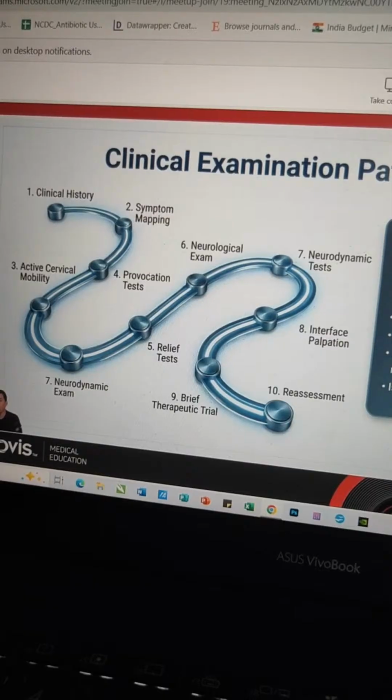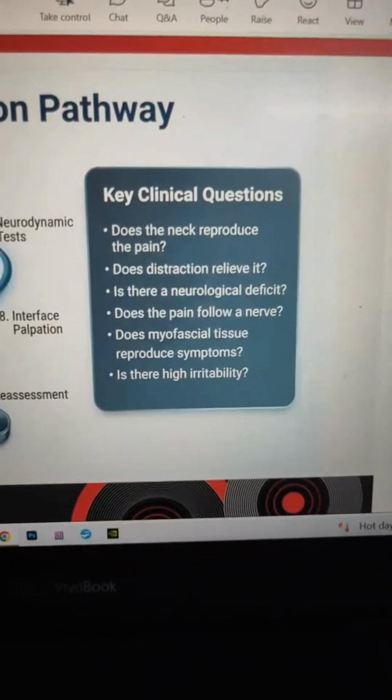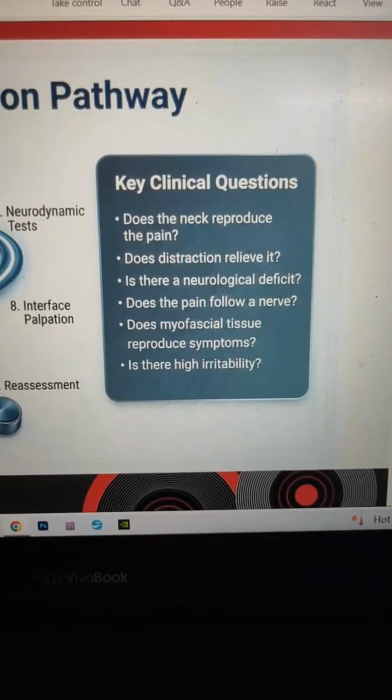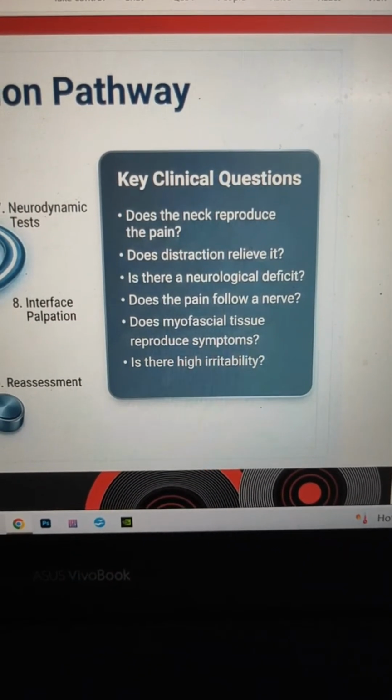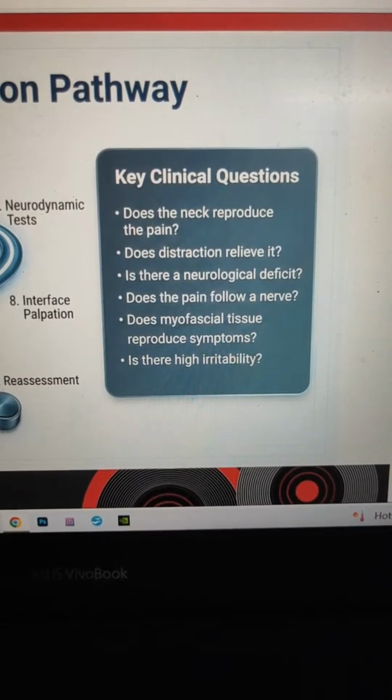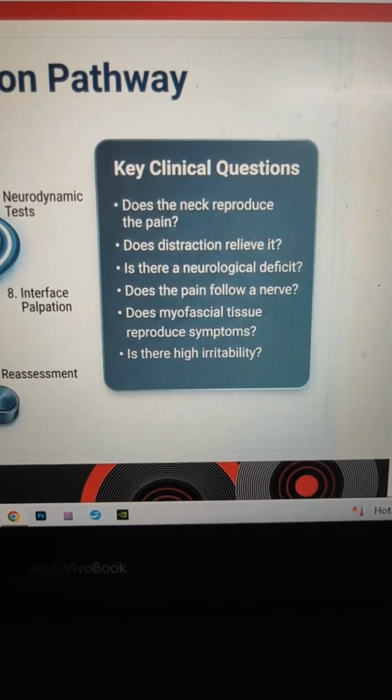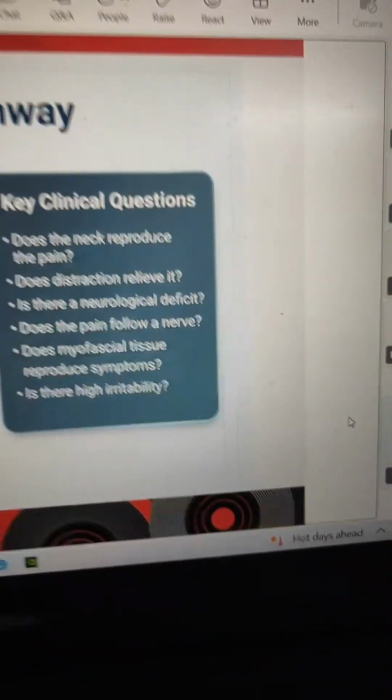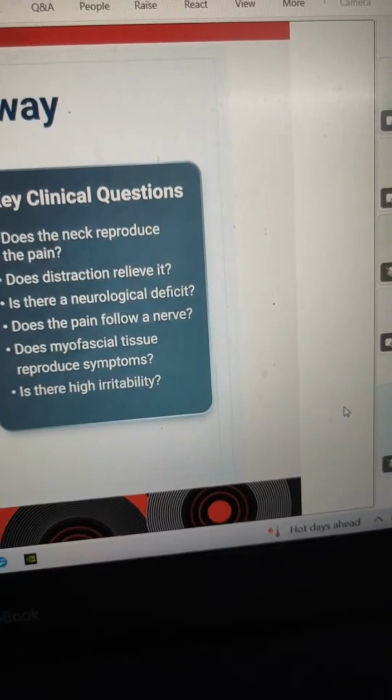Essential questions, key issues as such. Does the neck reproduce the pain? Does distraction relieve it? Do you have any neurological deficit? We will also ask if the symptoms follow the path of the nerve, if the myofascial tissue reproduces the pain pattern, the clinical picture. And what level of irritability does the patient currently present?